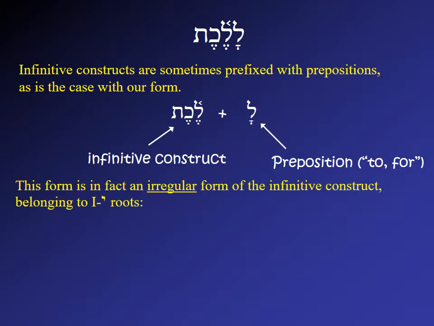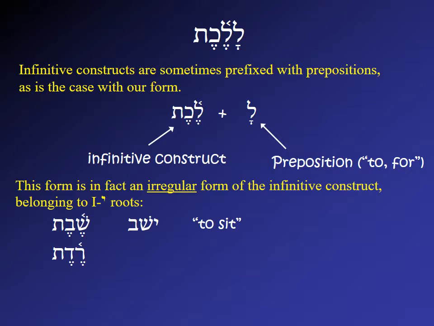Now, lechet is actually not the regular form of an infinitive construct. It is an irregular form. It is the infinitive construct that is typical of first yod roots. So, for instance, the infinitive construct shevet comes from the root yashav. You will notice that what it has done is dropped its yod and then taken the remaining two radicals, shin and vet, added a tav at the end, and segulated. So yashav becomes shevet. This would mean to sit.